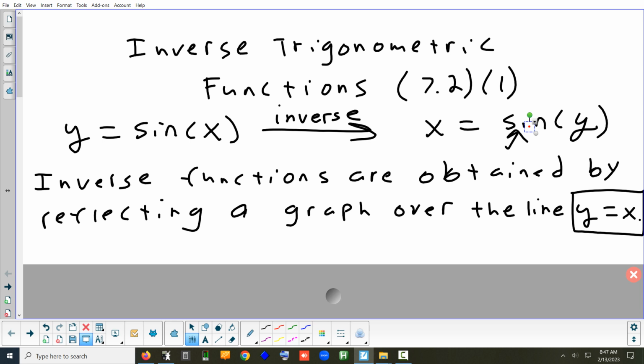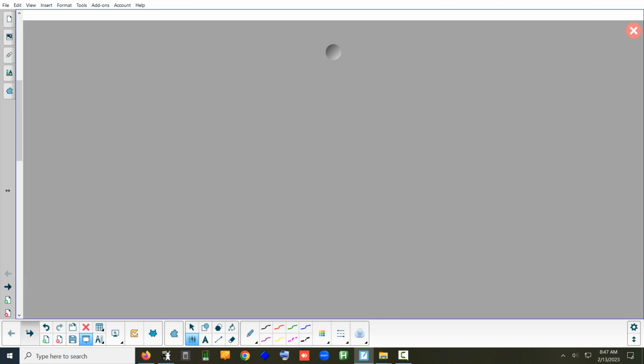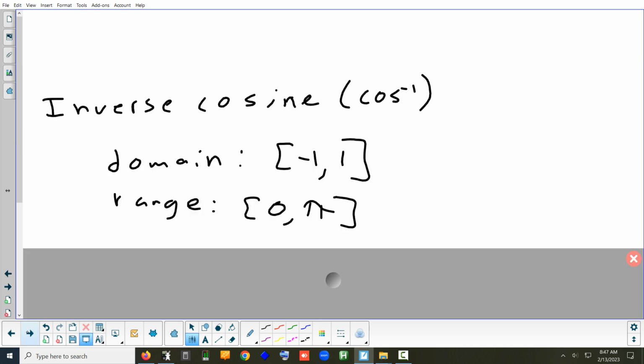Isn't the inverse sine just sine to the power of -1? That's the symbol for it. Yep. And I think I'll mention that at some point when I write that down.